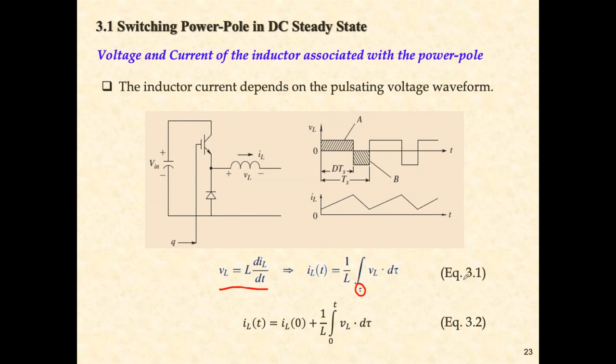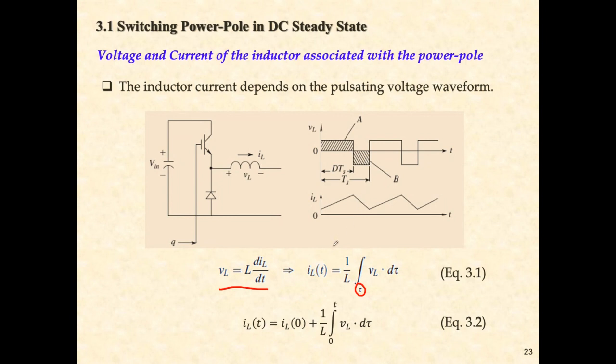Here it is because the tau is the whole period. And for equation 3.2, actually we just extract the initial condition of the inductor current. The clever student may know why we extract the initial condition out of the integration at this moment. If you don't know why now, no worry, you will know that later.